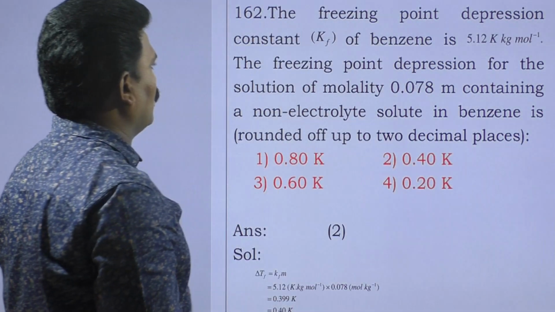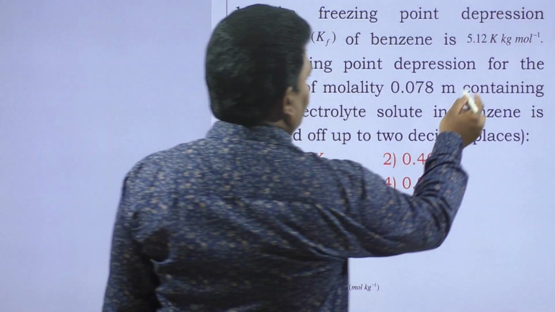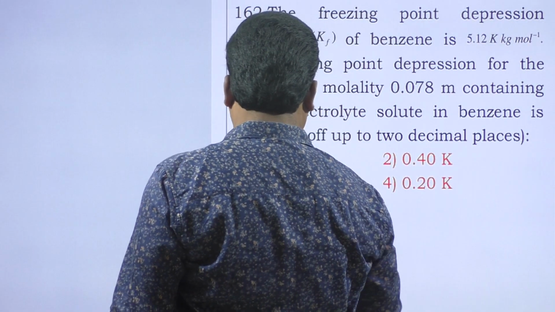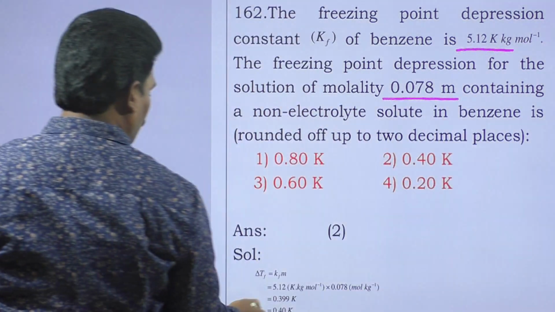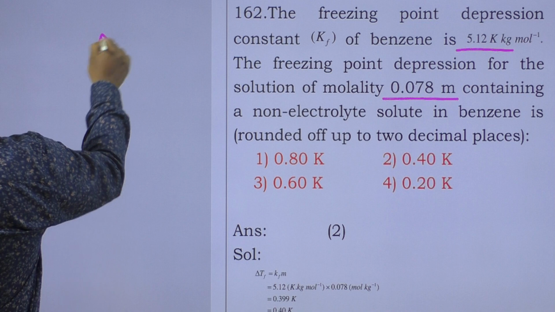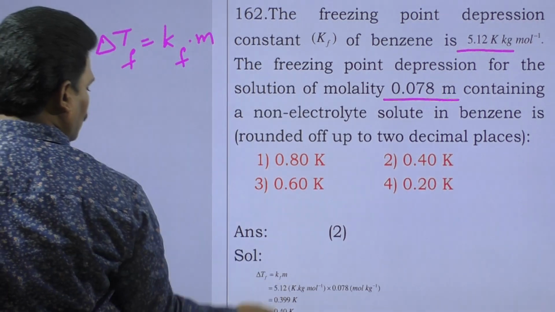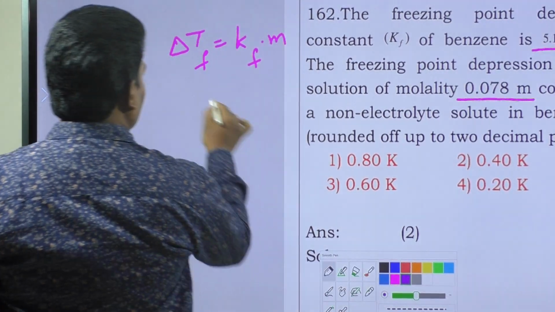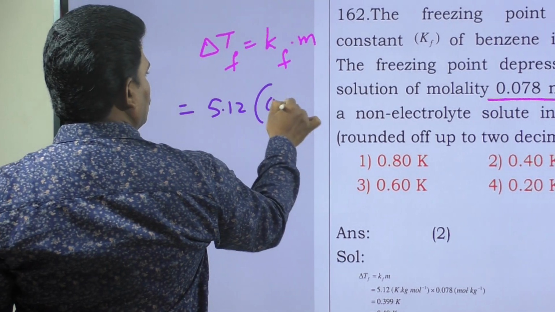The freezing point depression, delta Tf. In this question, the values of Kf and also the molality are given. Now we write the formula. Delta Tf is equal to Kf into molality, because the solute is non-electrolyte, so the i value is also 1. That equals Kf, 5.12, into 0.078.